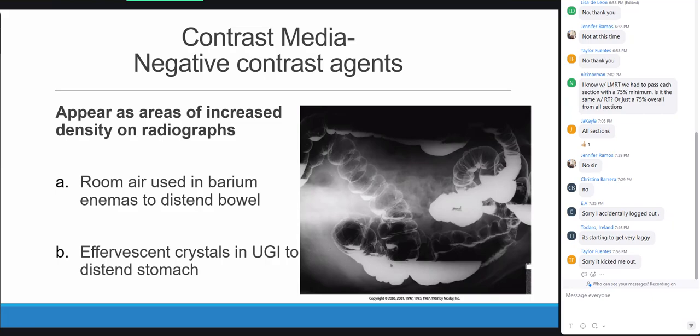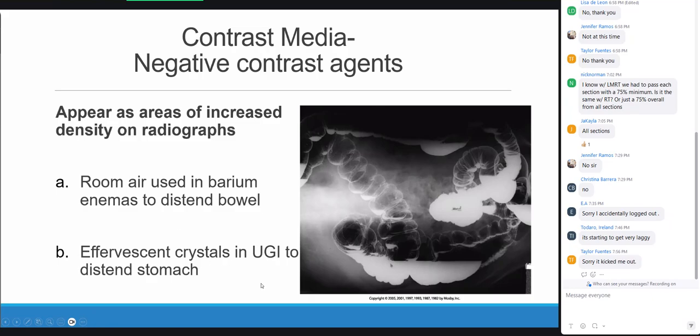Contrast is going to change the absorption properties of whatever tissue that contrast is being contained in. Room air is used in barium enemas to help distend the bowel so the radiologist can get good visualization of the mucosal lining of the colon. This is a negative contrast agent.